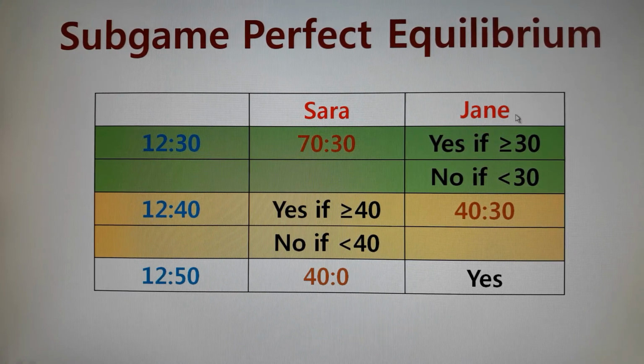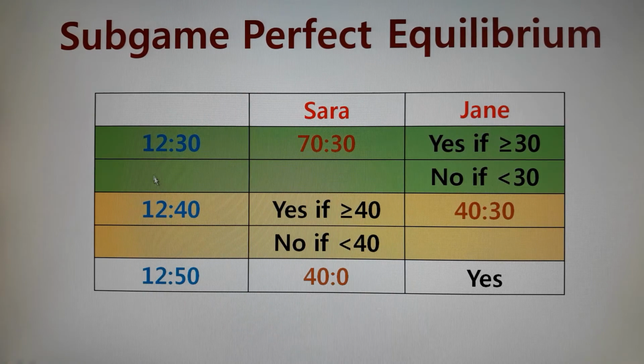That doesn't make sense because if you are offered 40, 50, that is better than 30. Why would she say no? However, if she has that strategy, and also here, Sarah says yes only if the offer is 40. If the offer is like 50, 60, no. 30, 20, no. If we change Jane's strategy and Sarah's strategy about yes and no like that, that would be another Nash equilibrium that is not a subgame perfect equilibrium.